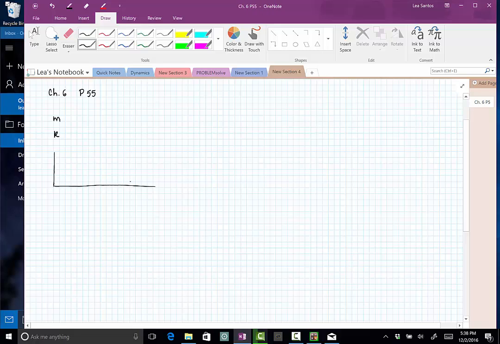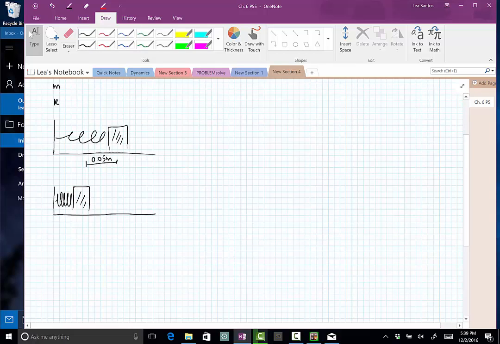Here we have our spring, and we have this block, this box attached to it. What we are going to do first is compress the system, the block and spring, by 5 centimeters. Okay? So this x here is 0.05 meters. And after that, we release the system.